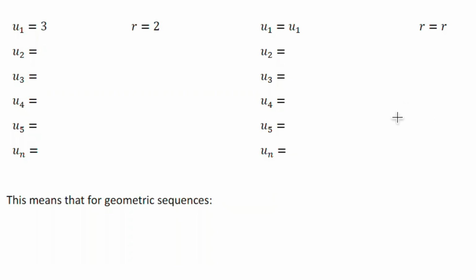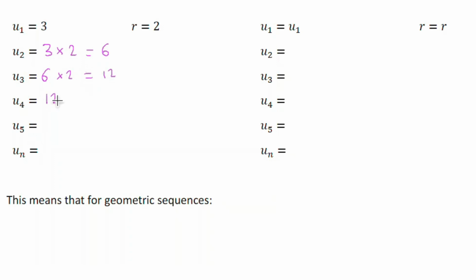Let's deduce the general formula for a geometric sequence. We'll start by looking at one with numbers. So the first term is 3 and the common ratio is 2. So the second term is 3 multiplied by 2, which is equal to 6. The third term is equal to 6 multiplied by 2, or 12.